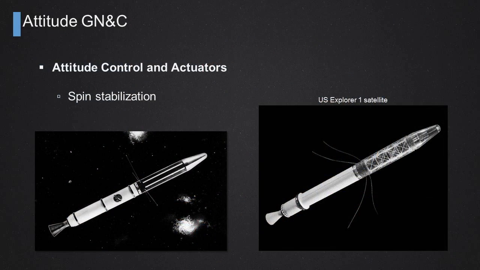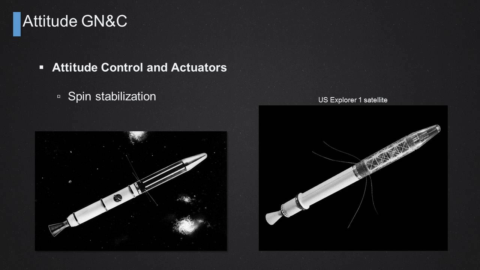So back in the days, people were thinking that you could either spin the spacecraft along its major axis of inertia or along its minor axis of inertia. Both should provide you with a stable attitude motion. That was back in the days. And in fact, that was before the US launched its first satellite in space. That was the US Explorer 1 satellite.